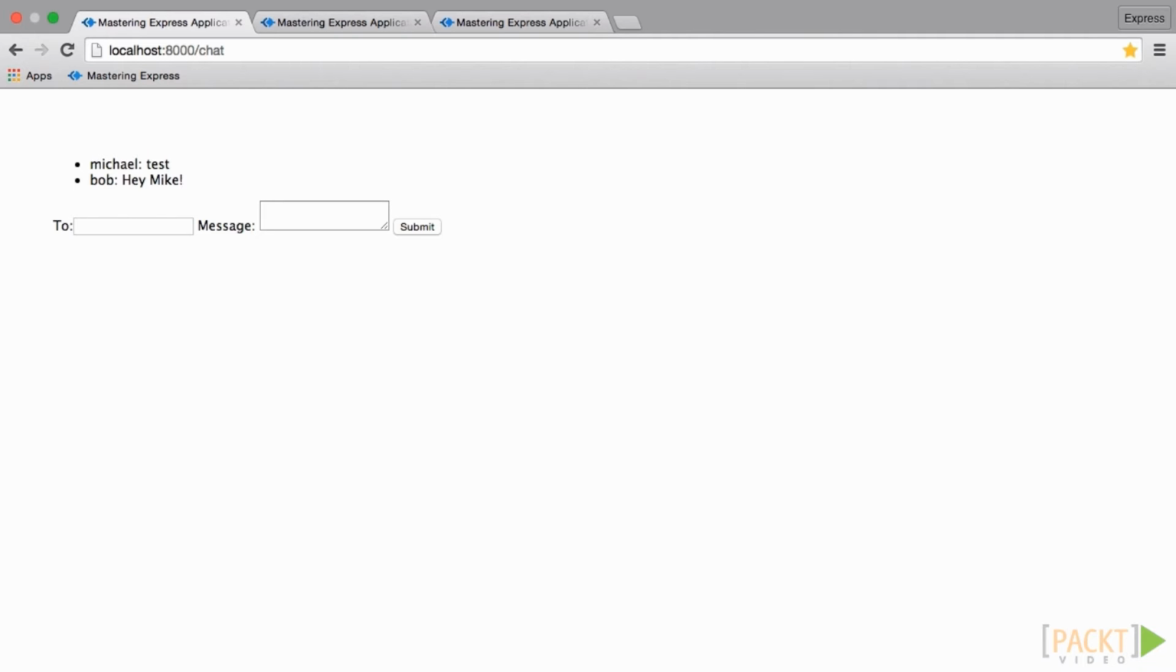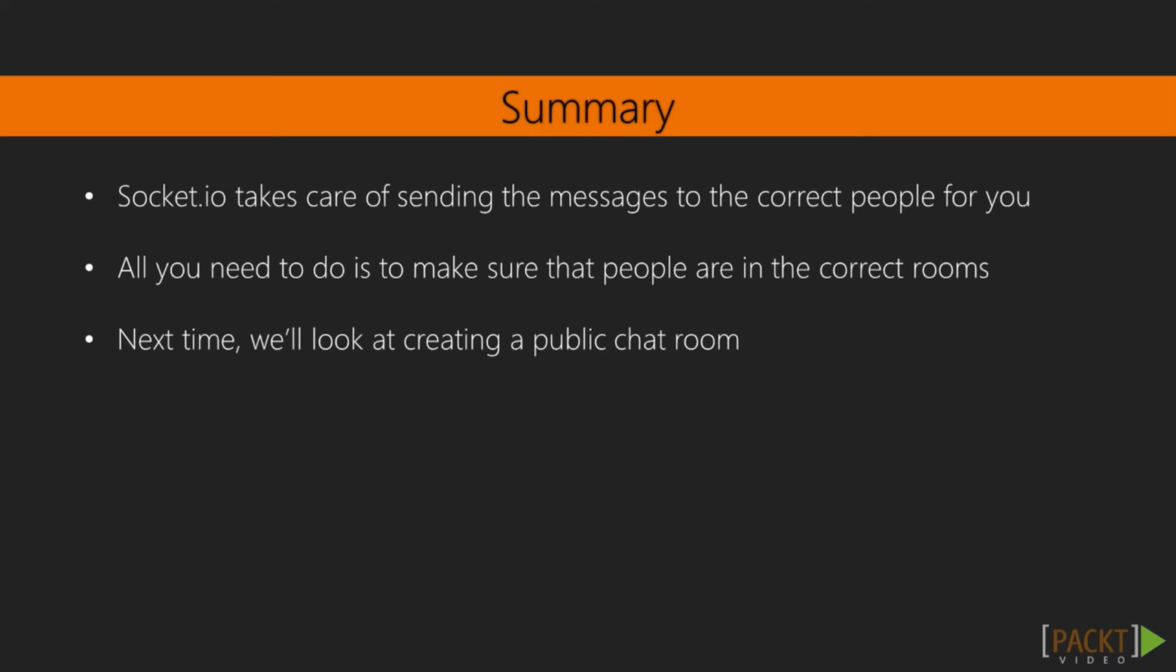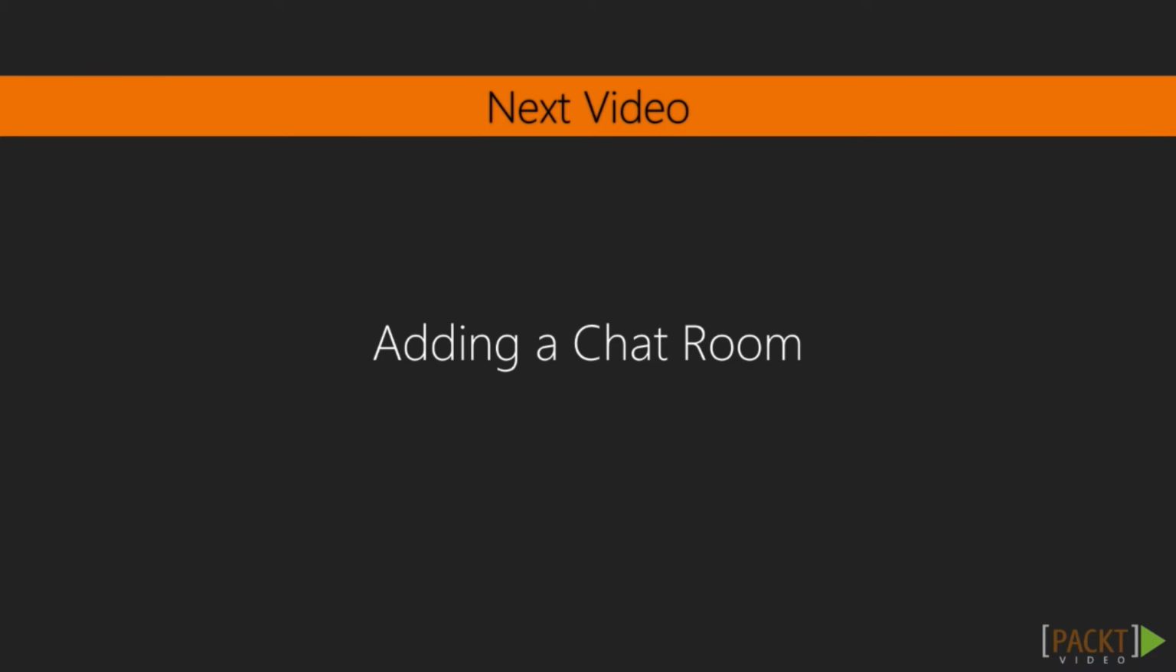I'll leave that as an exercise to the viewer to send a message back to the sender saying that the user does not exist. Hopefully you can see how, by using a room, we can send targeted messages to specific people. All you need to do is make sure that the people are in the correct rooms. We used one person per room, but there's no reason you can't have 2, 3, 4, or even 100 people per room. This is the final building block before we can start to use SocketIO to build a fully fledged chat room for our app, which is something that we'll take a look at in the next video.